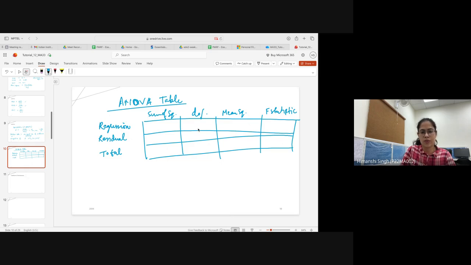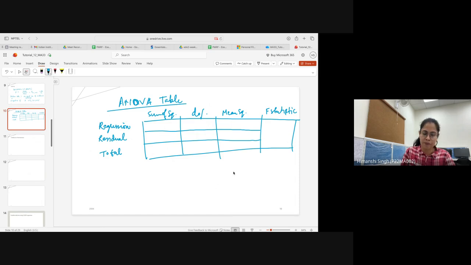This will be the corresponding degrees of freedom. This will be their ratio, so that will be the mean square. F statistic you will be calculating, so there will be only one such column. Similarly for the residuals, and similarly for the total. So this was about the ANOVA table, and we will be doing some questions on it.